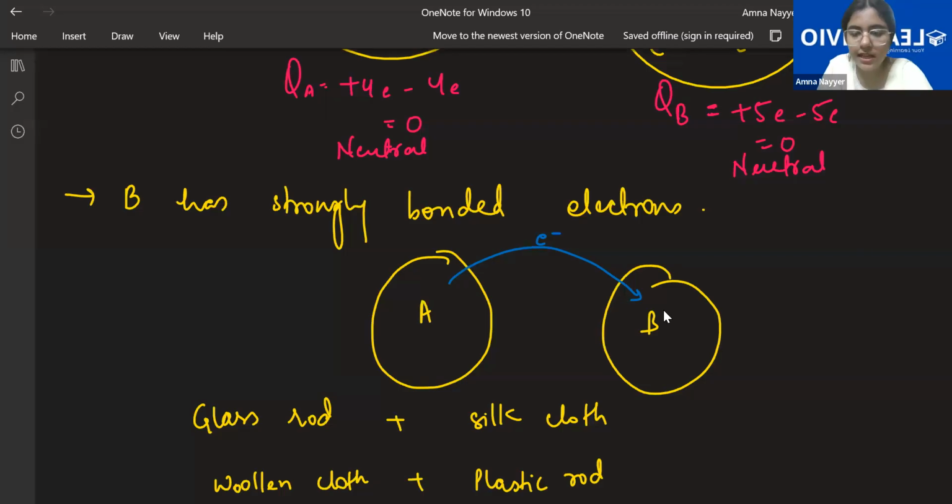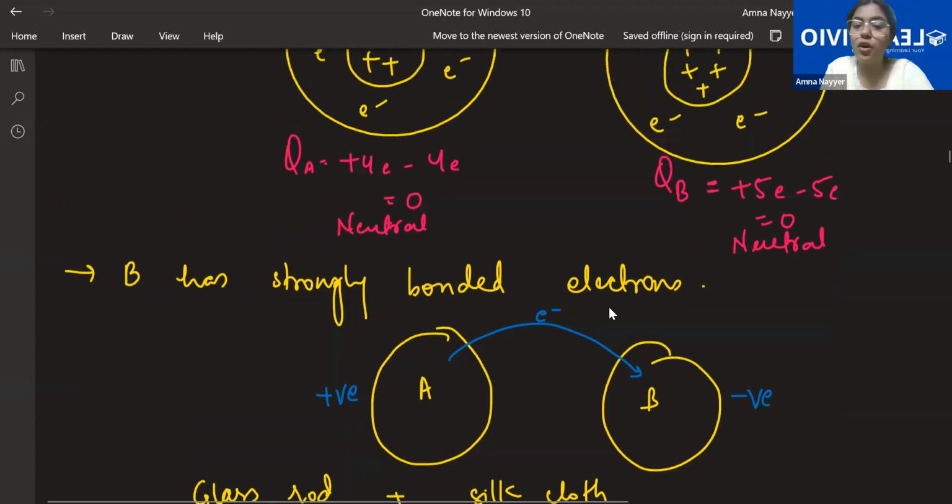This leaves object A deficient of electrons because electrons are moving out. So what's the sign here? Is it positive or negative? Positive, very good. And this will be negative. So questions from charging by friction come in this manner: you have to decide the sign of the body. A condition will be given to you, or if the sign is given, then reverse.